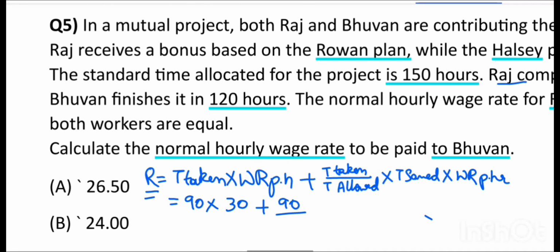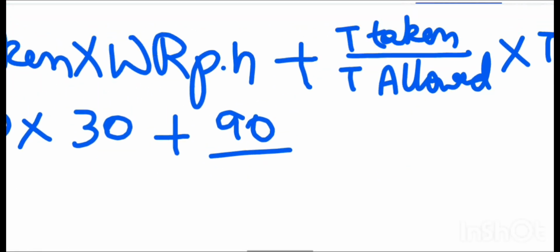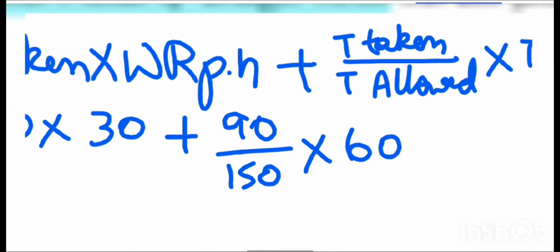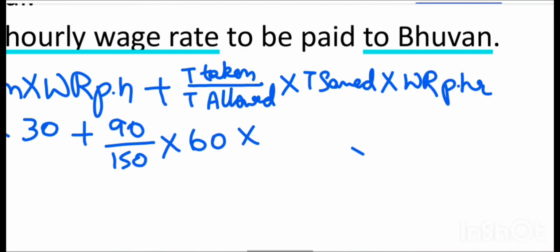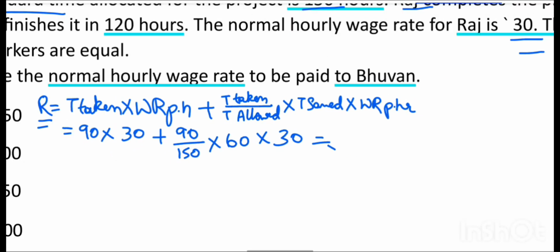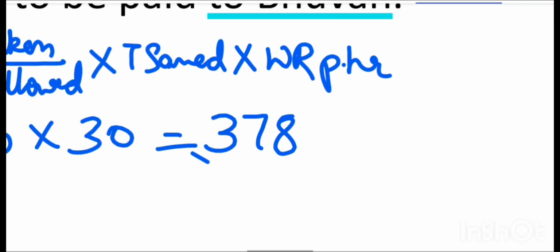What is the time we have allowed to finish? The standard time allocated is 150 hours. So time allowed is 150, into time saved. Time allowed is 150 minus time taken 90, so the time he has saved is 60 hours, into the wage rate per hour, which is 30. So the total is 90 divided by 150 into 60 into 30, plus 90 into 30. So it is 3780. So the same amount Bhuvan will earn under the Halsey scheme.